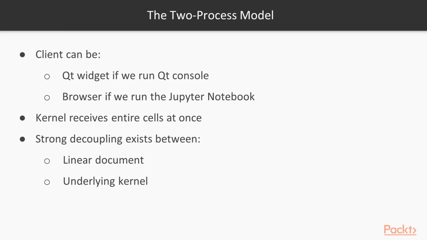The client can be a Qt widget if we run the Qt console, or a browser if we run the Jupyter Notebook. In the Jupyter Notebook, the kernel receives entire cells at once, so it has no notion of a notebook. There is a strong decoupling between the linear document containing the notebook and the underlying kernel.